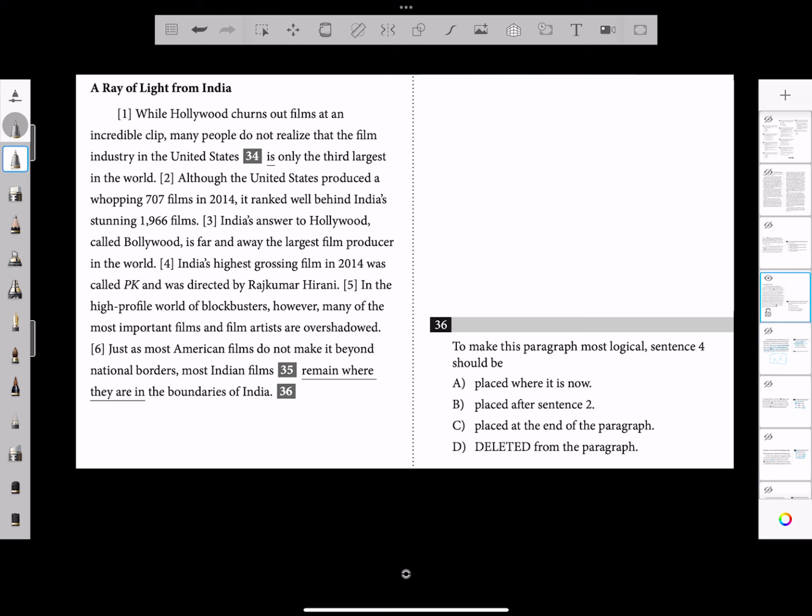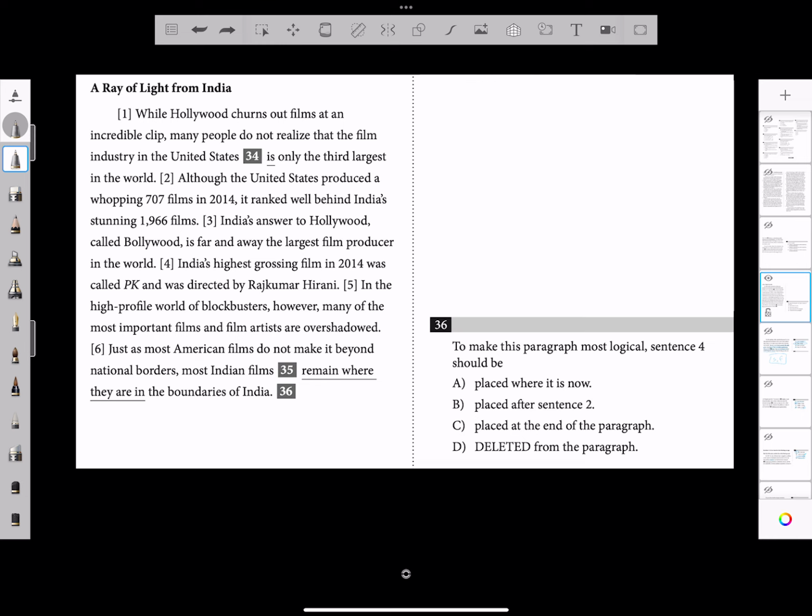Okay, give it a try. To make this paragraph most logical, sentence 4 should be placed where? So, sentence 4, remember these are the things that label the sentence numbers. India's highest grossing film in 2014 was called PK and was directed by this dude. So you need to ask yourself, since we have the option to delete, do we want this sentence anywhere? Which is nice that we could possibly delete it if we don't need it, if we don't like any of the locations.